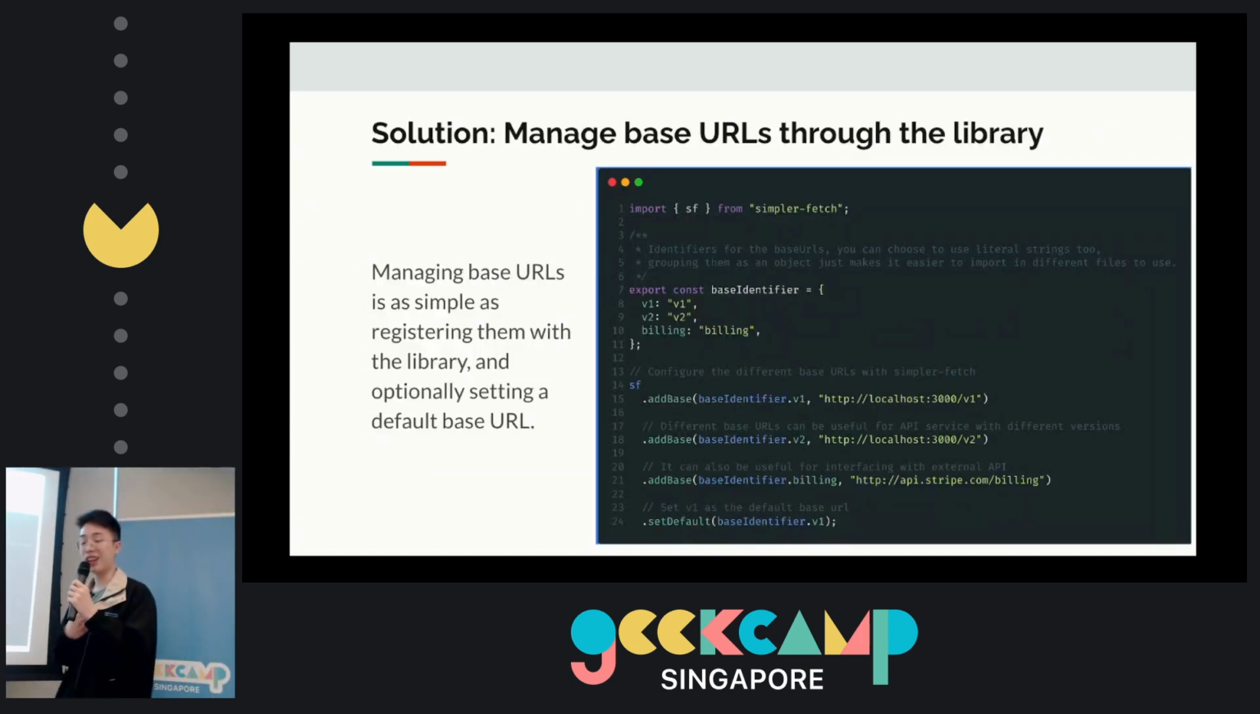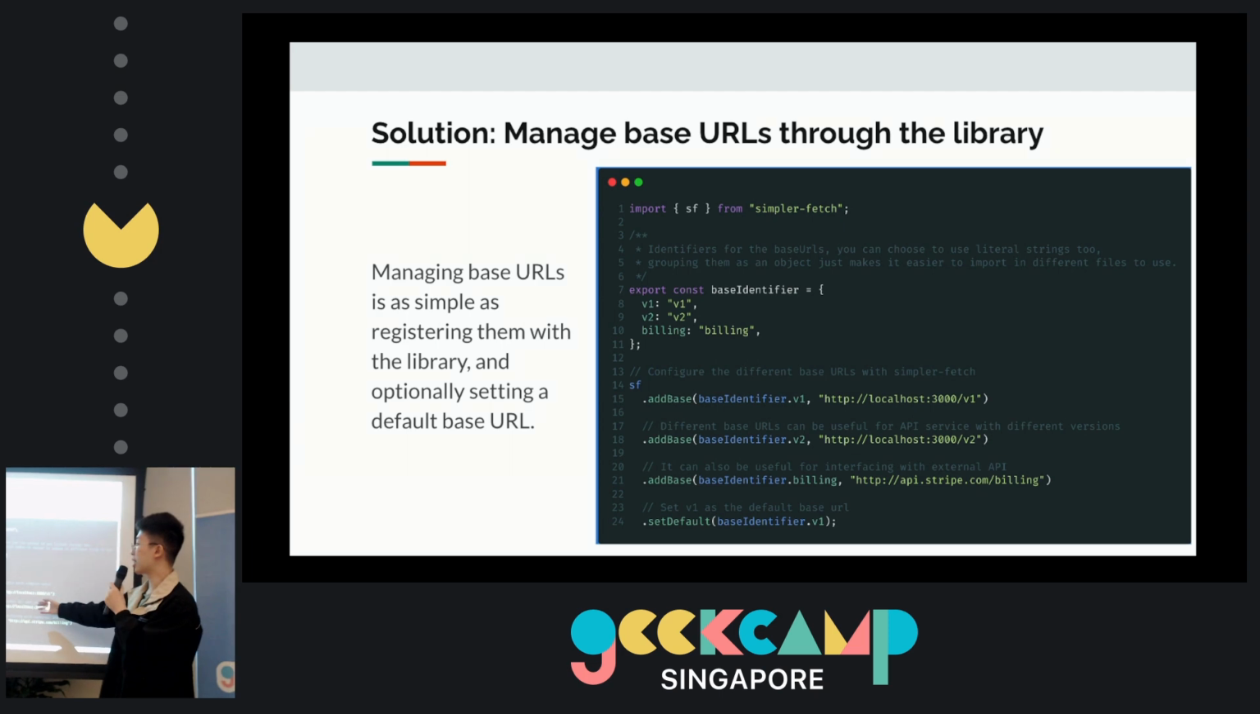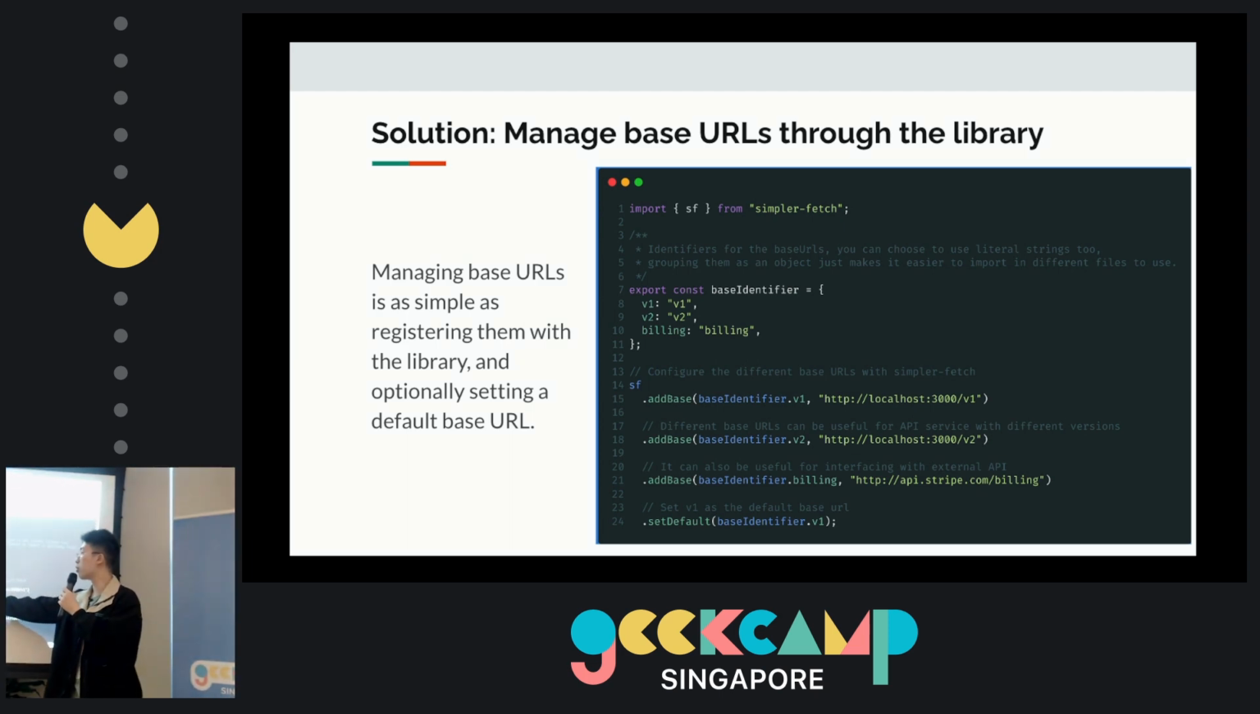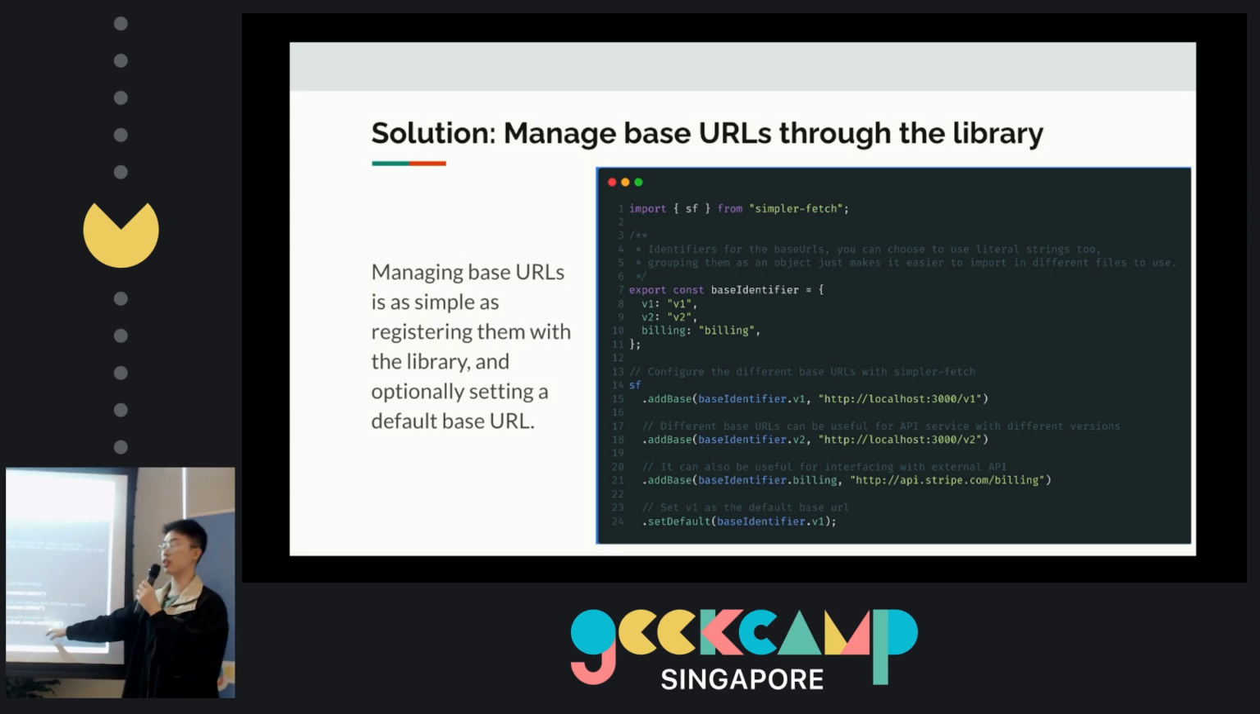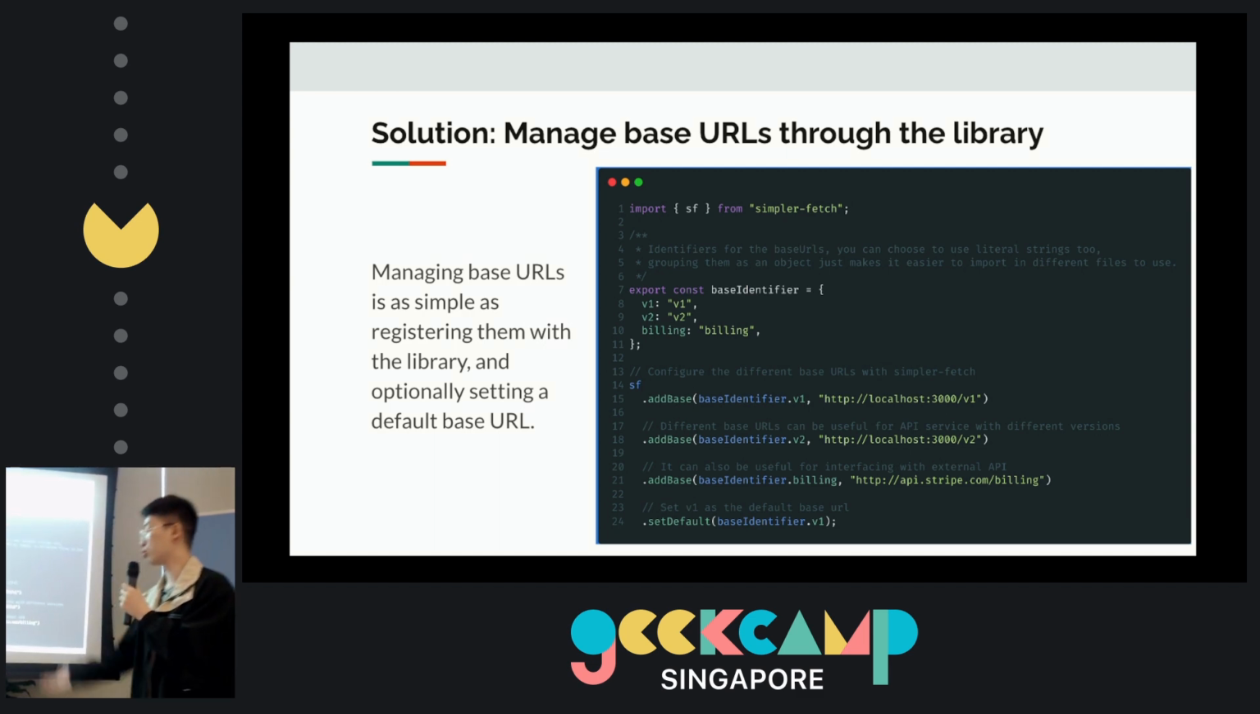So this is my solution. How it works is that you define what are the base APIs that you want over here. So you can add a new base. SF stands for Simpler Fetch, it's the library name. So you can say, okay, for version 1, it is localhost:3000/v1, version 2 is this, and I can also add different endpoints for different services, let's say Stripe or whatnot, which you use for payments.